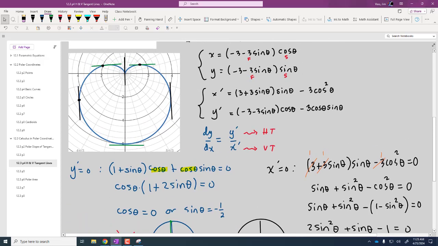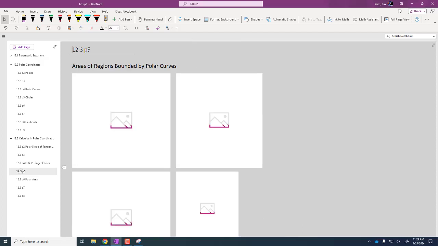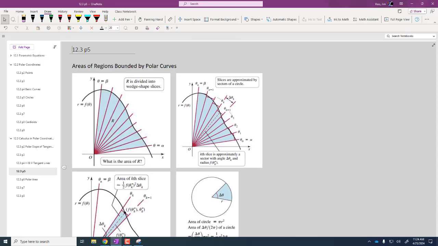So this is one of those things that's not inherently difficult, but it's complicated. It's a lot of stuff. There's a lot of steps. So look at these carefully because you want to be able to do them. Okay, let's go to our last topic, which is area.